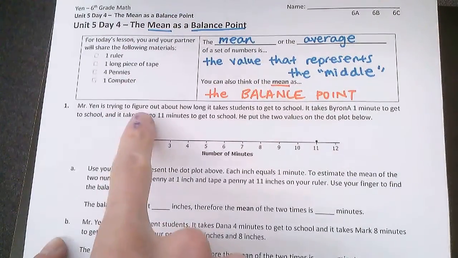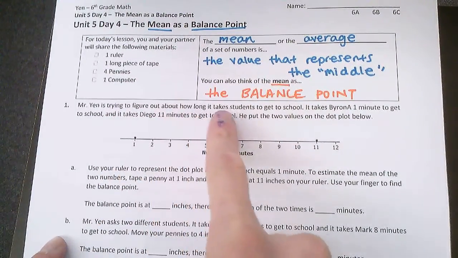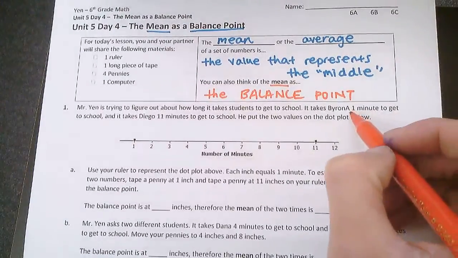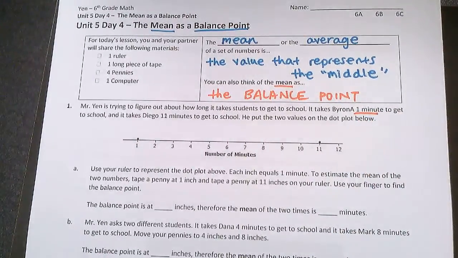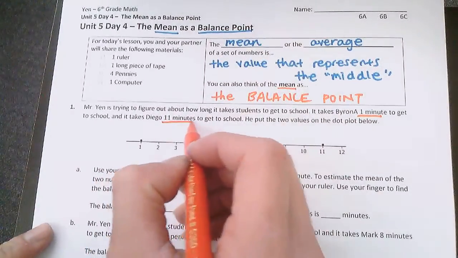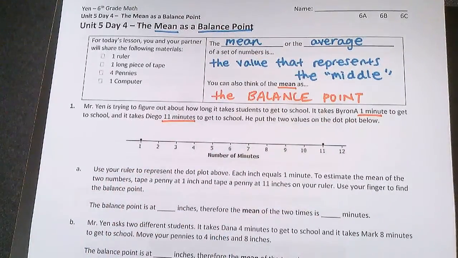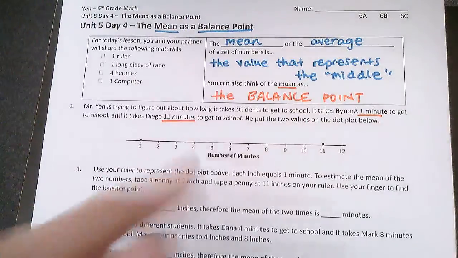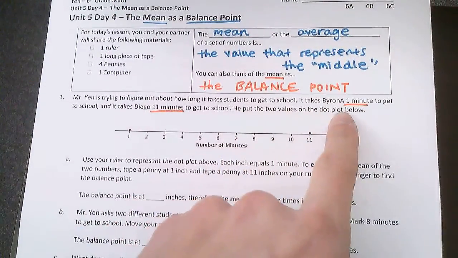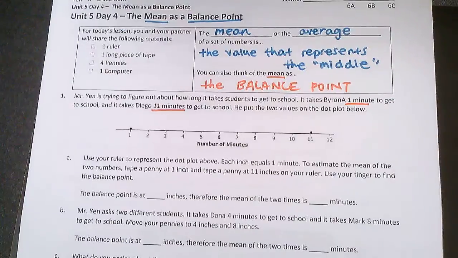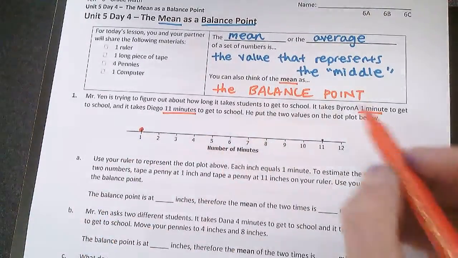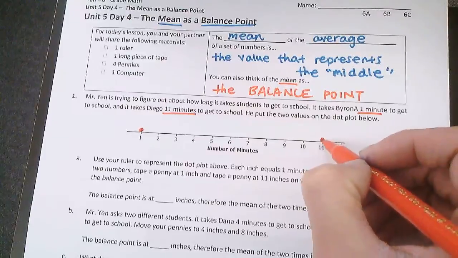Mr. Yen is trying to figure out about how long it takes students to get to school. It takes Byron A 1 minute to get to school, because she lives right across the street. And it takes Diego 11 minutes to get to school. I don't know if that's actually true. For this problem, let's just say it is. So let's put the two values on the dot plot below. Byron A takes 1 minute, so we put her point right here. Diego takes 11 minutes, so we'll put his point all the way at 11 right here.